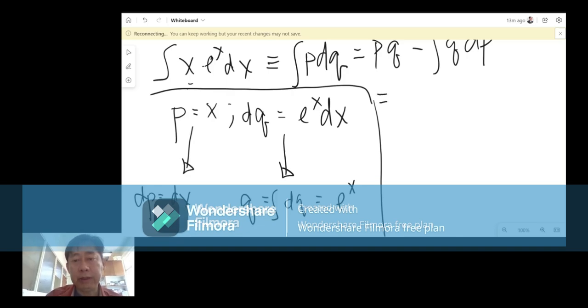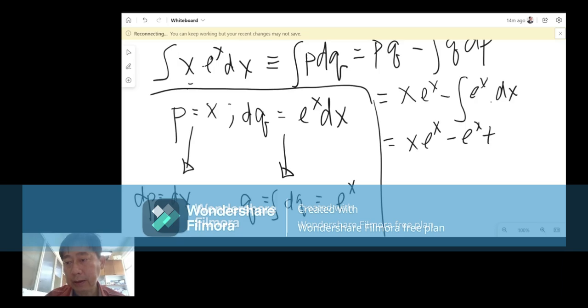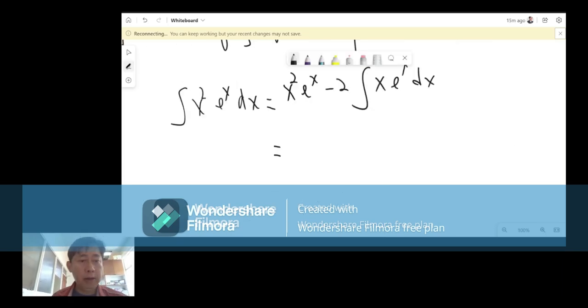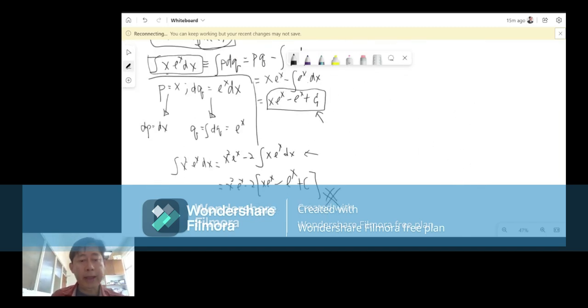Then you write down the integration to be the product of p and q, where p is x, q is e power x, minus the integration of q, which is e power x, and dp, which is dx: x times e power x minus e power x plus a constant. So this would be the answer for the integration of this. Here I rewrite the original integration to be like what you see here, and we just fill in the integration of x e power x. That is the solution to the integration of x squared e power x.